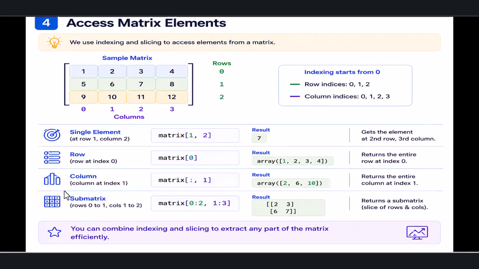Now the submatrix. Sometimes you don't need the entire matrix. You may only want a smaller section of it. That's when slicing becomes useful. Here I am using matrix[0:2, 1:3]. The first part will select rows 0 and 1, and the second part will select columns 1 and 2. Together they return a small matrix containing only those values. 2, 3 and 6, 4 are the values.